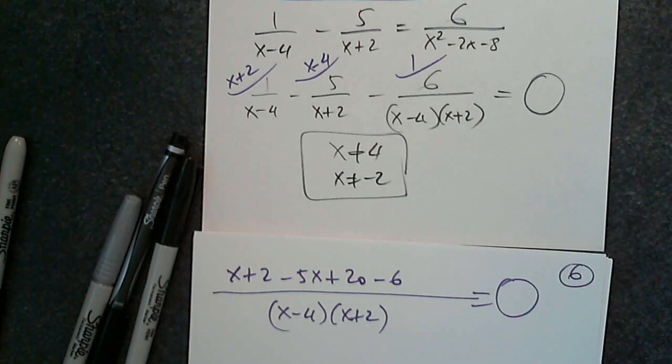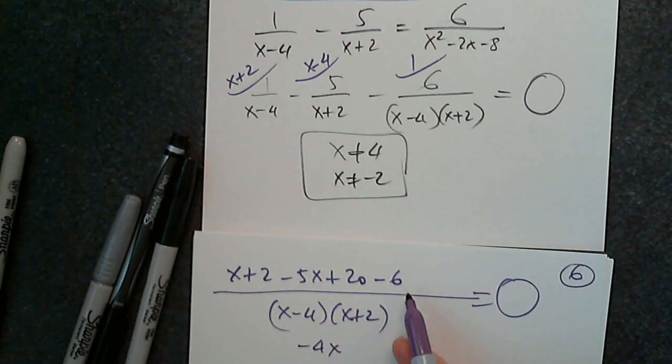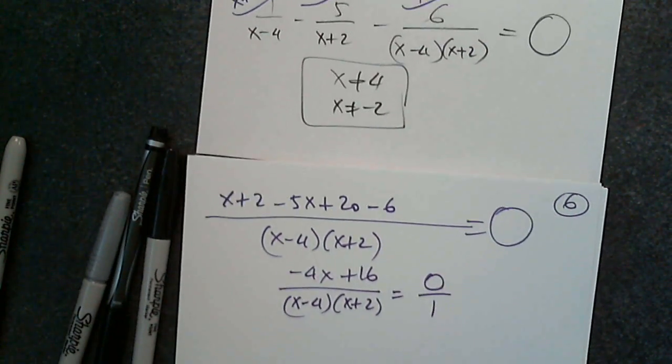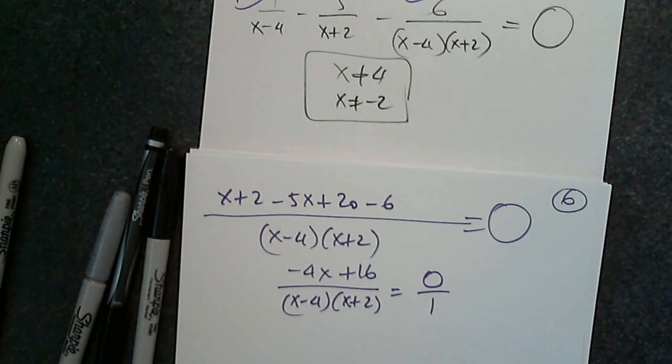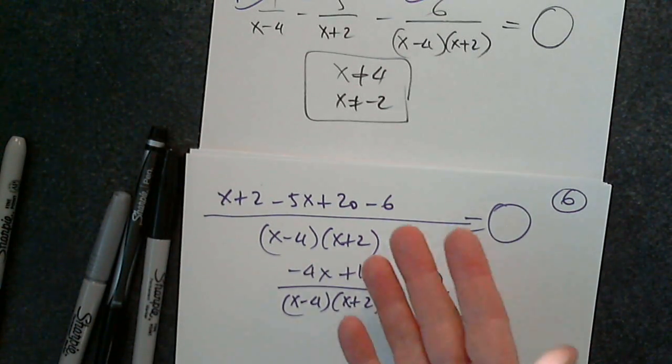x plus 2. So just change it into plus. Got it. Okay, so we combine like terms at the top. So we have negative 4x, and this is plus 16 divided by x minus 4 times x plus 2 equals 0, or 0 over 1. So you have two options here. You either say a fraction is 0 when the numerator is 0.